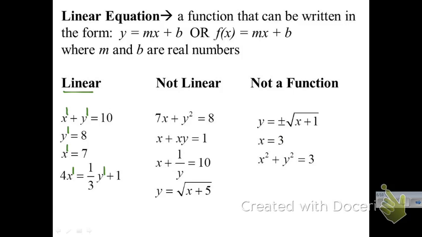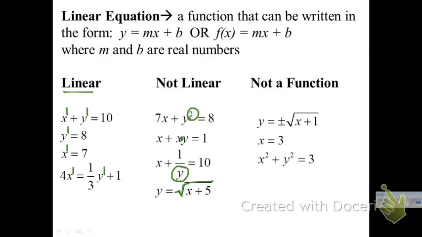Not linear. Here we can pick out the exponent is squared. That will give you something that is not linear. On the second equation, we have two variables that are multiplying to each other. If they multiply to each other, you're not going to get linear. On the third example, we're dividing by a variable. If you divide by a variable, it will not give you something linear. And on the last one, if you take the square root, then it is not linear.